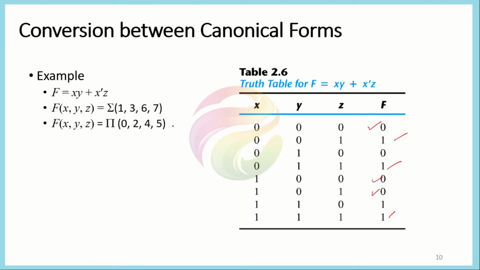So for any given Boolean function, you can easily represent it in terms of min terms or max terms just by looking at the truth table.